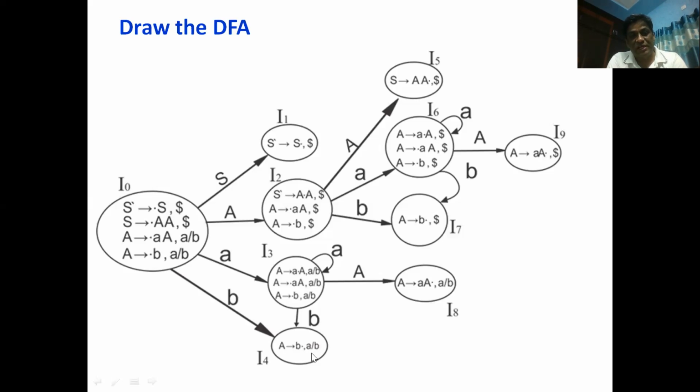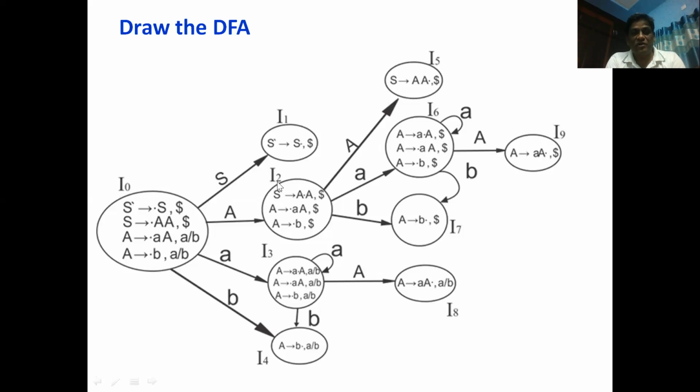So A implies B dot ARB, right? Because we don't have any symbol after dot, it stops. Similarly, we calculate I5, I6, I7, I8, and I9. Okay. Now, if you look at this diagram, the actual LALR process begins now. So up to this point, it is same as CLR parser. You can refer to that video, CLR parser design, to understand how it is actually designed. So this is what we get.